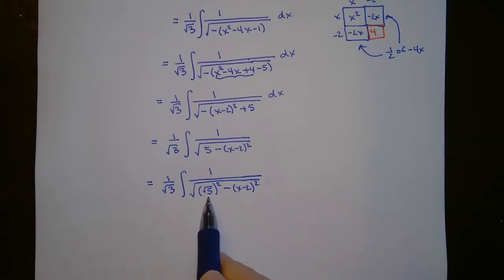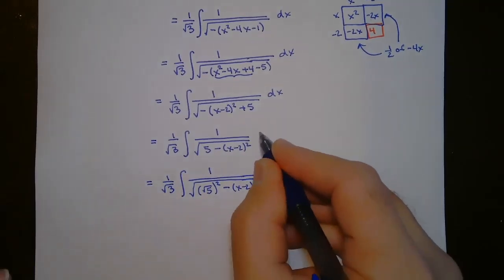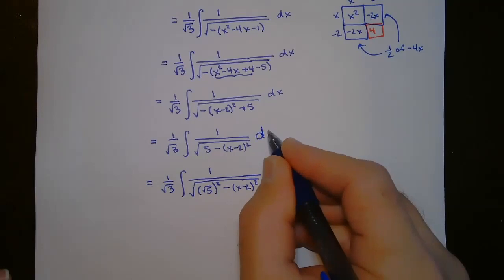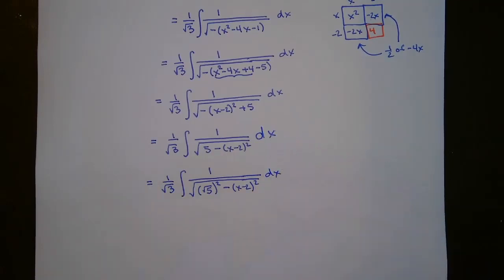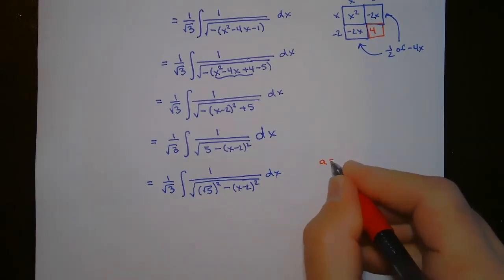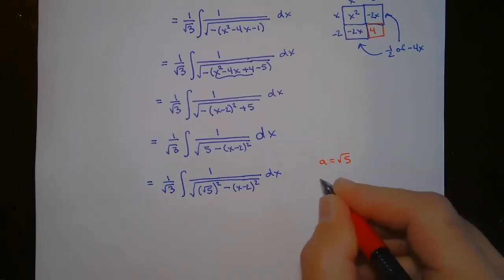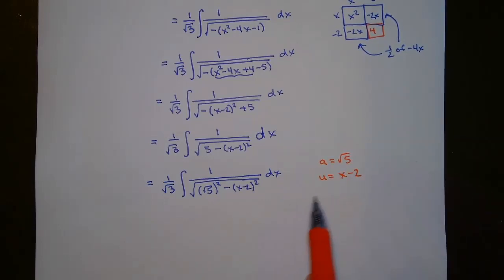So this is our a, and this is our u, and I forgot my dx. In fact, I forgot the dx on the last two steps. So right here, let's put a dx there and a dx here, okay? All right, so our a is the square root of 5, and our u is x minus 2. Okay, and we use that to take this integral, right?